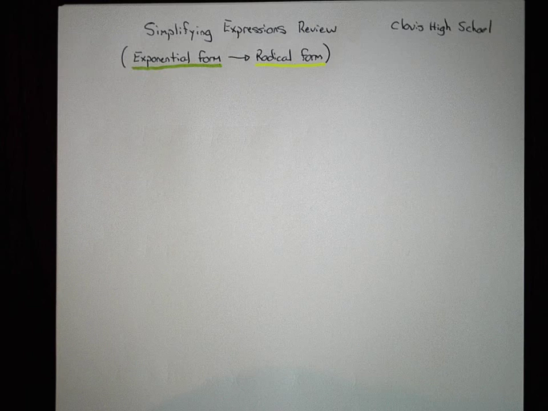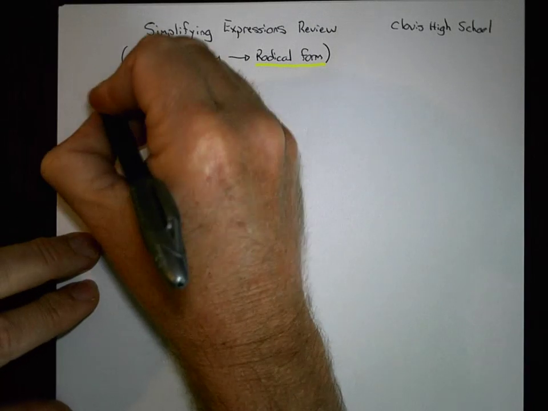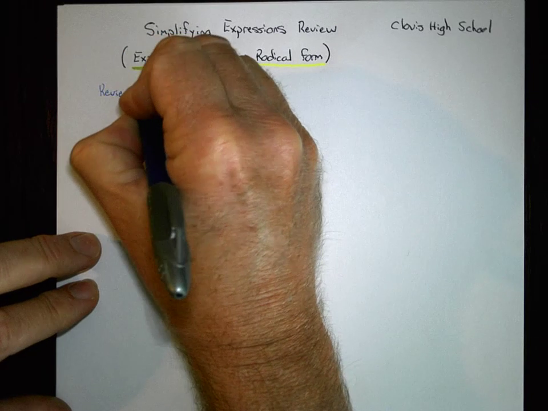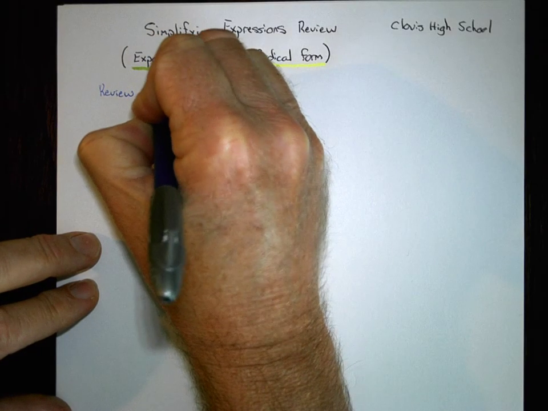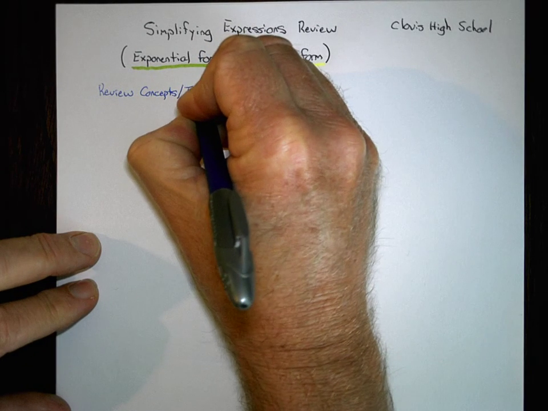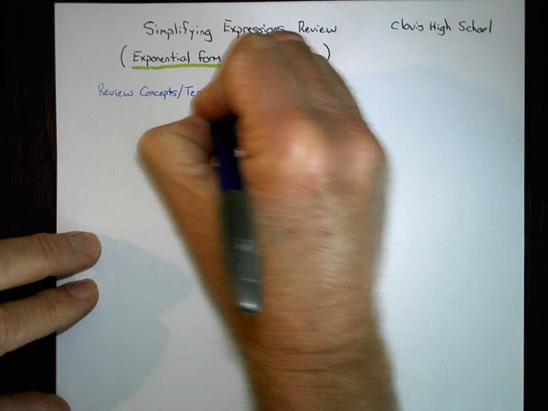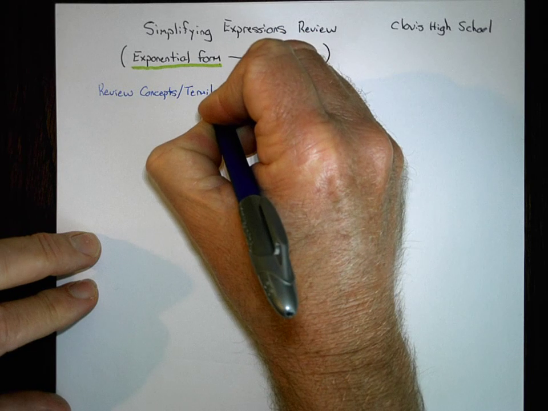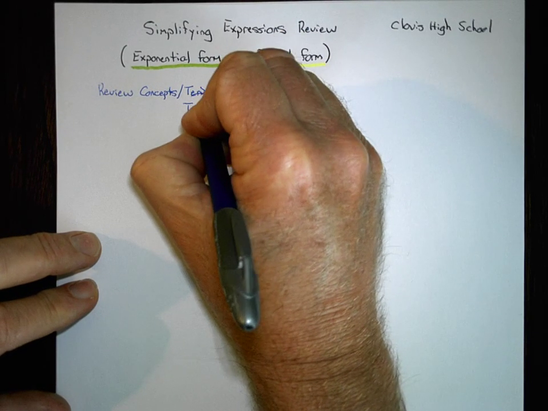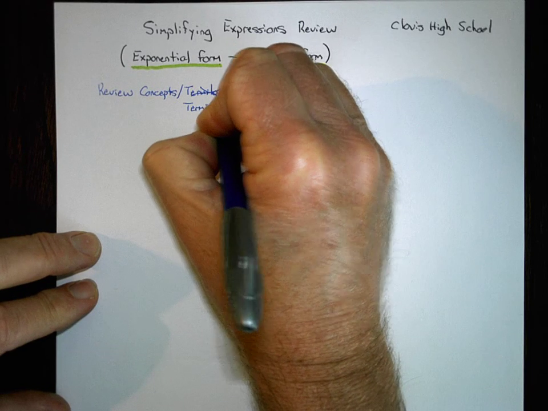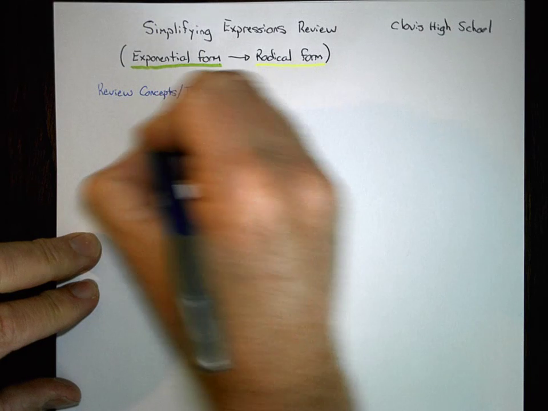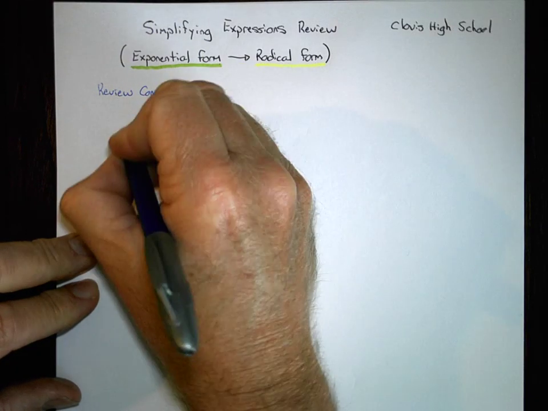Okay, so before we get started on how to actually do this, let's go over some review concepts that you need to know, and some terminology that you're going to hear in this particular lesson, so that when you hear the terminology, you'll know what we're talking about. I can spell terminology. There we go.